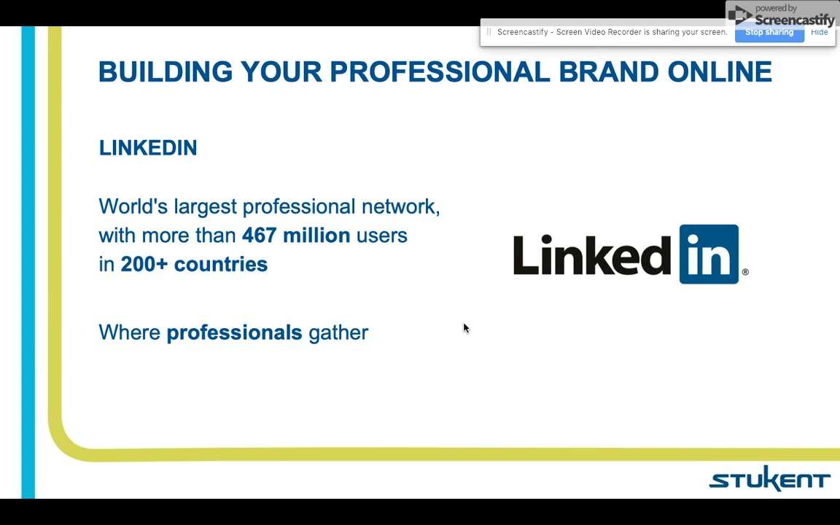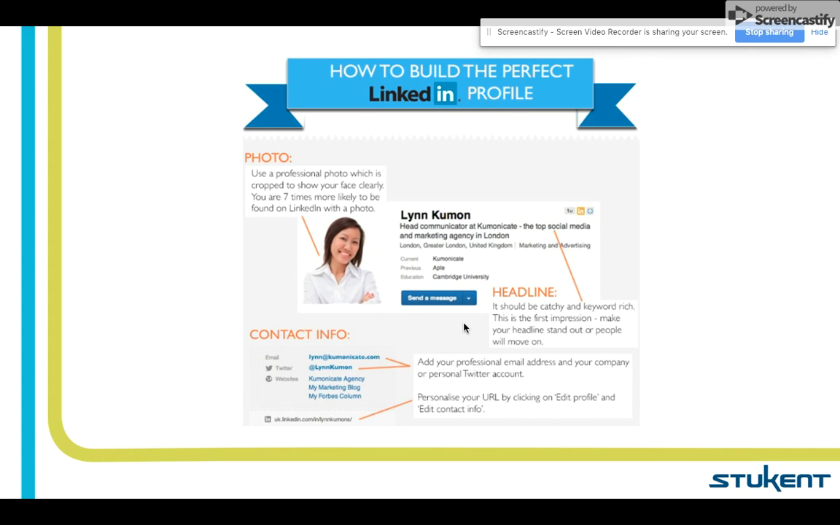So you want to make sure that you understand your personal brand and you can upload that into LinkedIn to have your professional brand out there. You would want to build the perfect LinkedIn profile, so to speak. You would want to use a photo which is professional and clearly shows your face. You are 7 times more likely to be found on LinkedIn if you have a photo. Just when you're getting to this stage in your life, that is what you want to do.